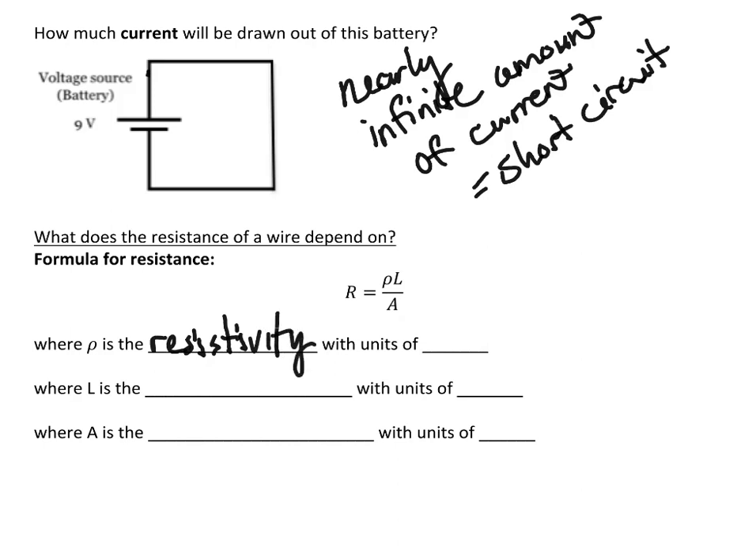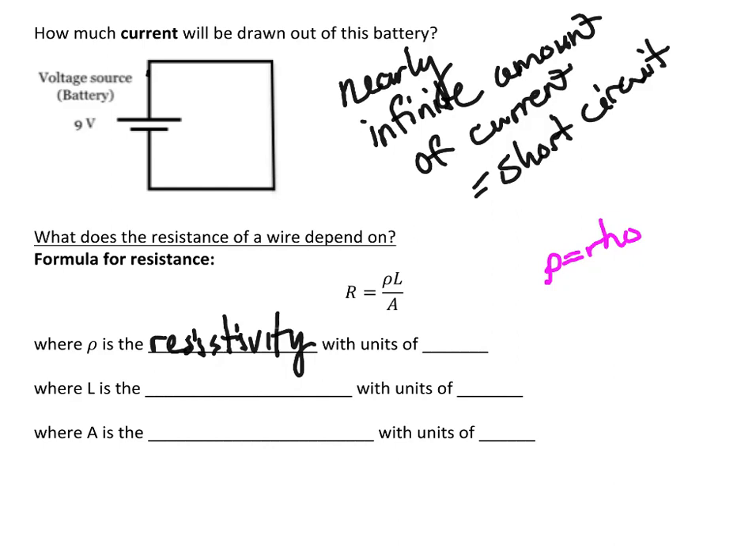So resistivity is a property of the material, and that's this little symbol. It looks like a P here, but it's not. It's actually the Greek letter rho. It's resistivity, which is the property of a material that tells you how much of an insulator or how much of a conductor it is.